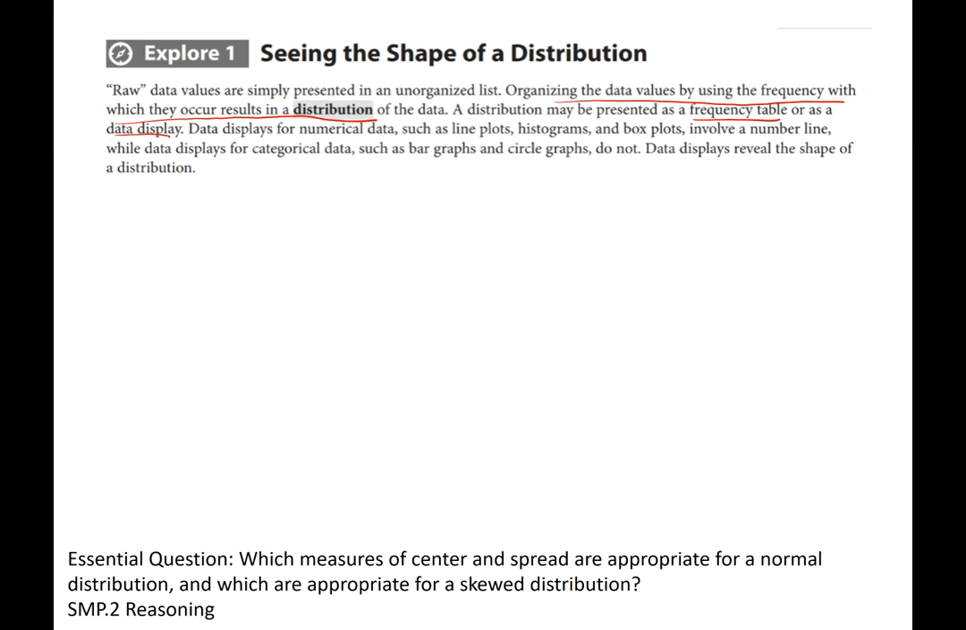Data displays for numerical data, such as line plots, histograms, and box plots, involve a number line. Data displays for categorical data, such as bar graphs and circle graphs, do not. Data displays reveal the shape of a distribution.